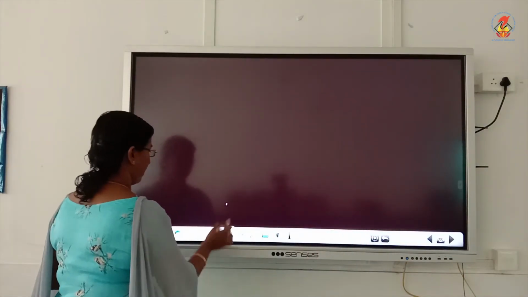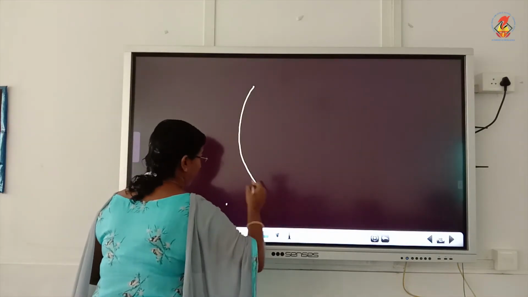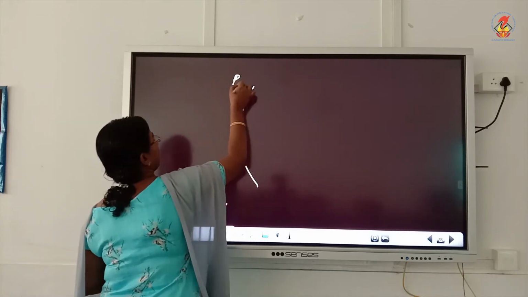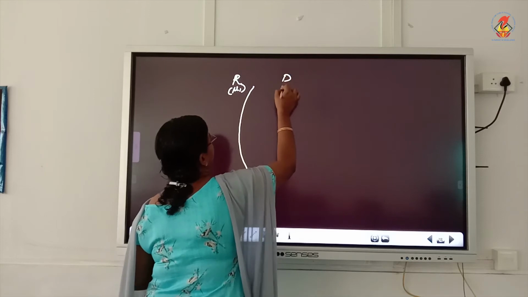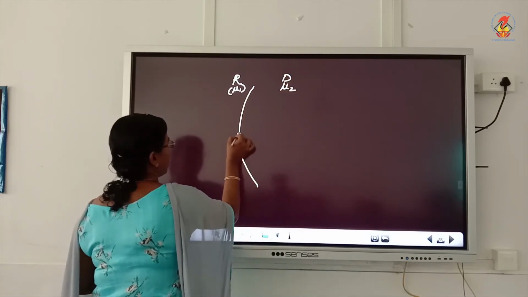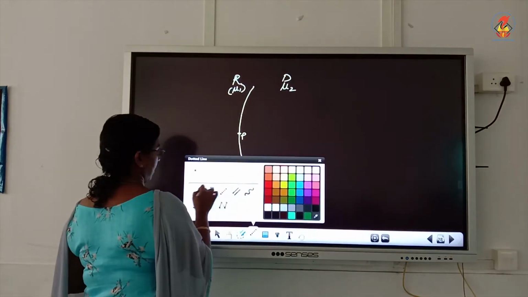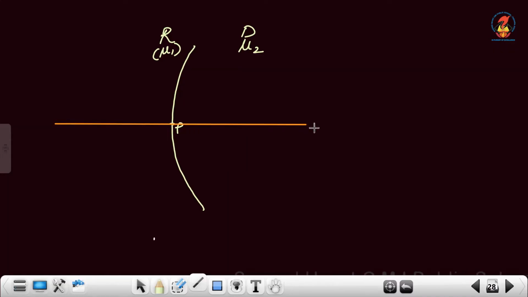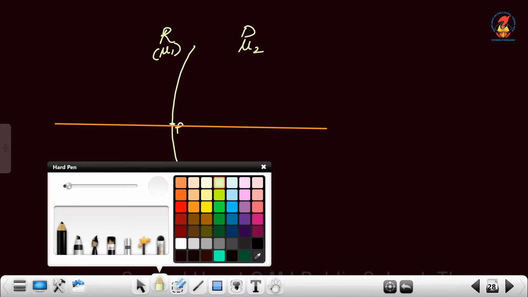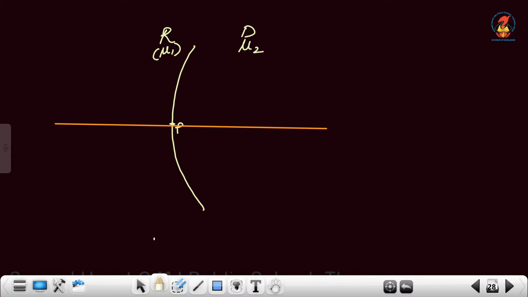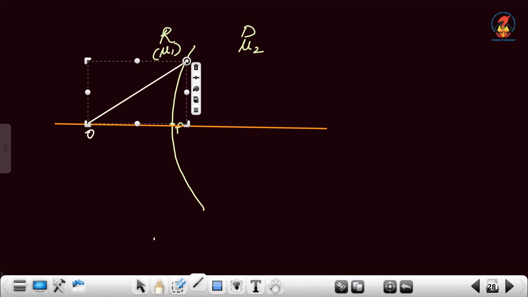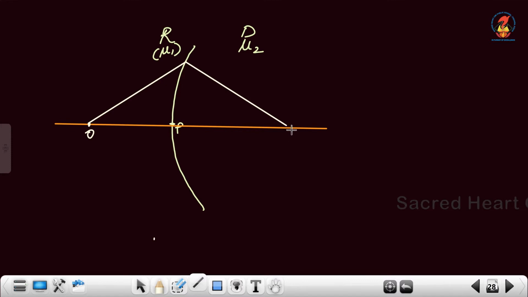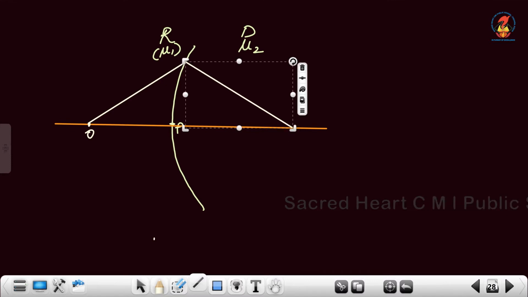Okay. So imagine you have a convex spherical surface which separates a rarer medium of refractive index mu1 from a denser medium having refractive index mu2. Now P is the pole or center of the spherical surface, and this is the principal axis. Now an object O is placed in the rarer medium on the principal axis. So what happens? A ray of light from the object travels and is incident on the spherical surface, and since it separates two different media, a rarer medium and a denser medium, it undergoes refraction, and after refraction the real image of the object is formed at point I.